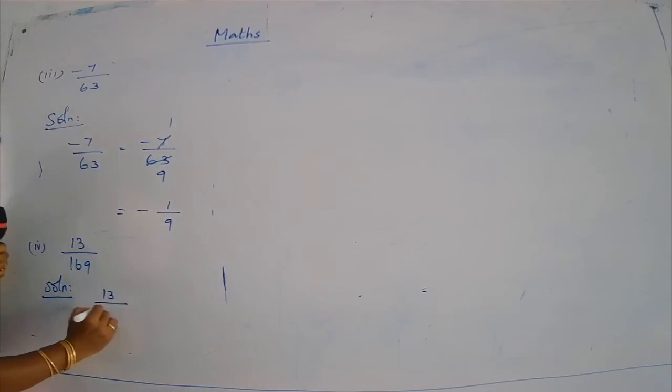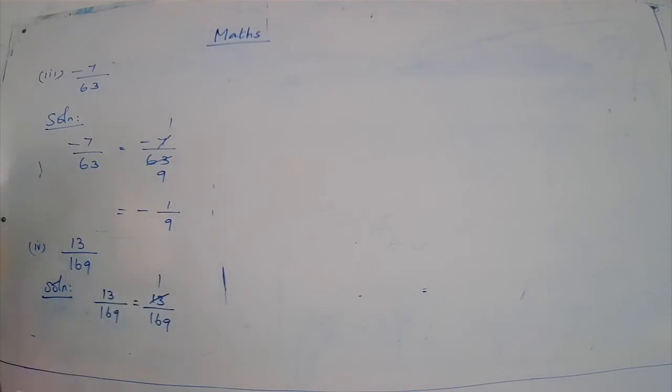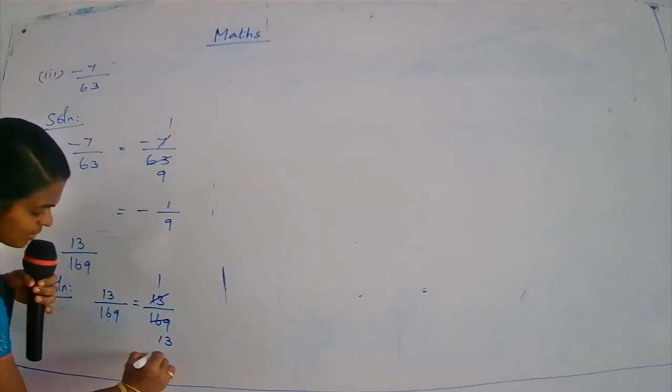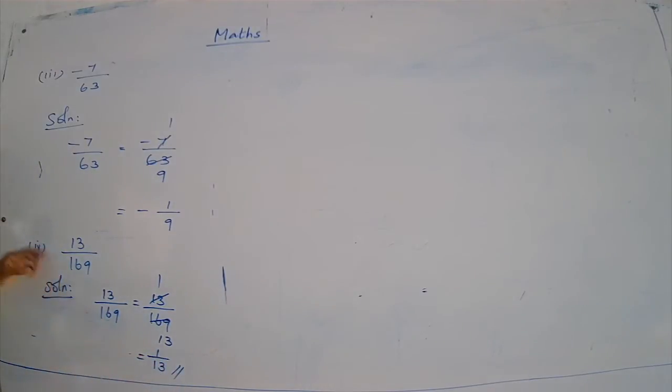So, 13 upon 169. Which number is divisible by both? 13th table, yes? 1 13 is 13 and 13 13s are 169. So the answer is 1 upon 13. Okay, this is the final answer.